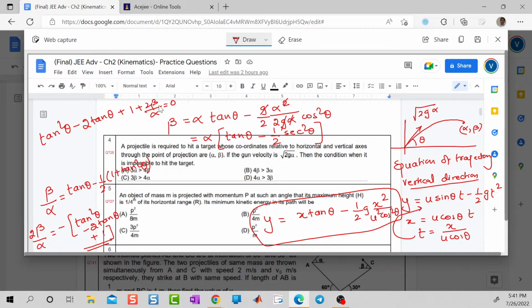Okay, so you have a quadratic equation in tan theta, right? For tan theta to have real roots, what is the condition? That its discriminant, b square minus 4ac, should be greater than or equal to 0. So b square minus 4ac should be greater than 0, right, beta? Yes, sir. Okay, so let's use that, and can you quickly tell me what that will give us?